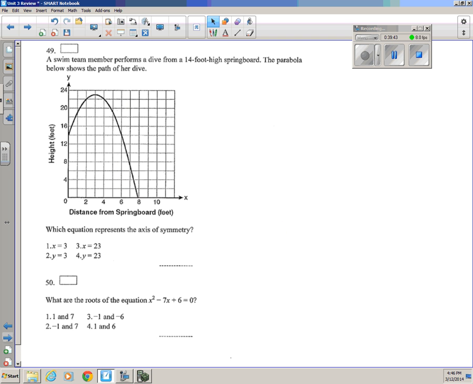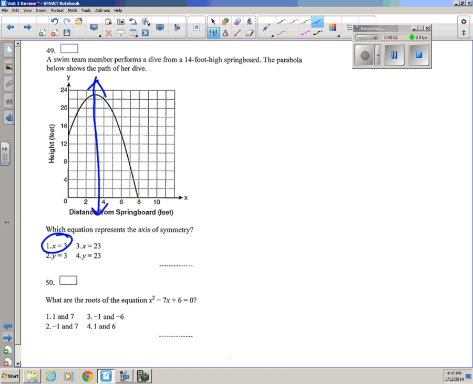Next one, 49. A swim team member performs a dive from a 14-foot high springboard. The parabola below shows the path of her dive. Which equation represents the axis of symmetry? The axis of symmetry is a vertical line that goes through the x value of 3. Here's your answer.